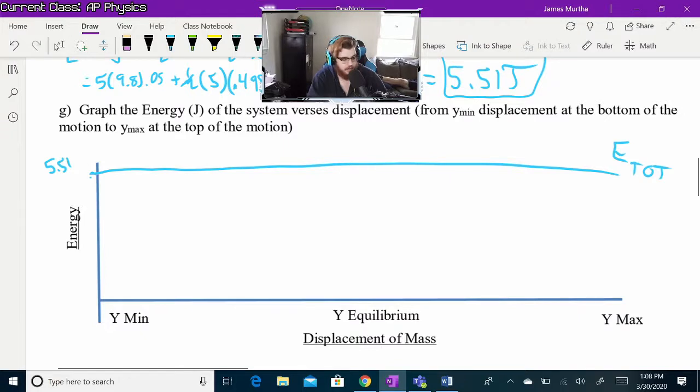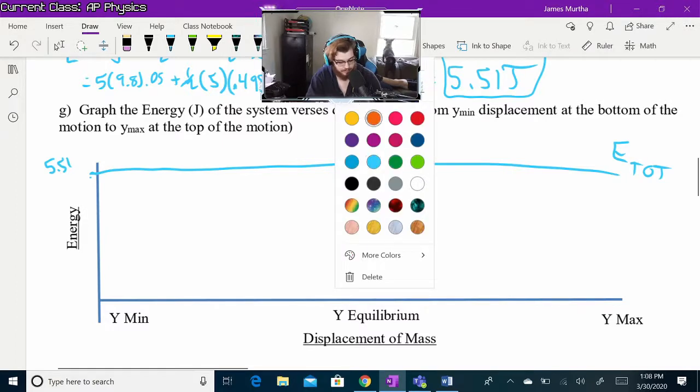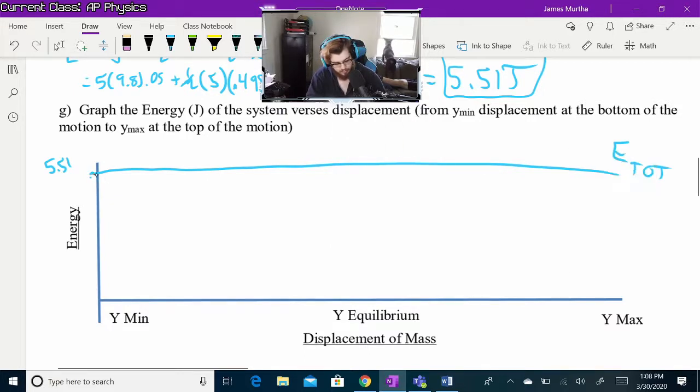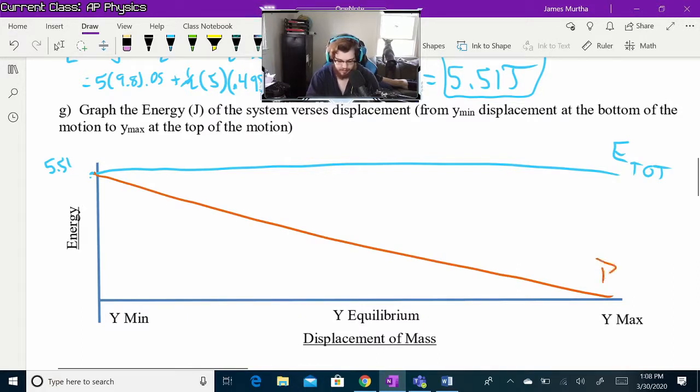So, then we have to look at our kinetic energy, our spring energy, and our gravitational energy. I'll even use different colors for you guys. So orange, this is our spring energy. As we move from Y min to Y max, it actually goes down. And so that's our potential energy of a spring. It ends up going down while that goes.